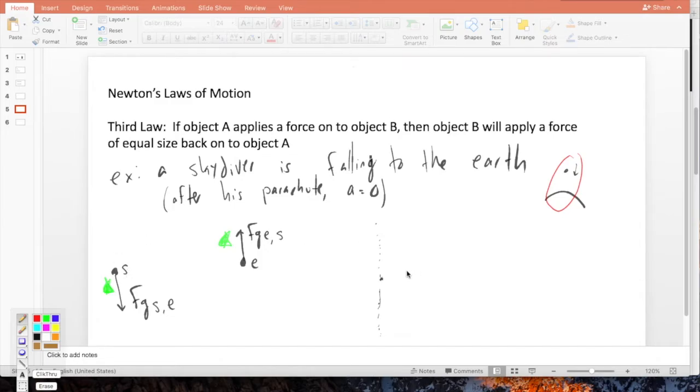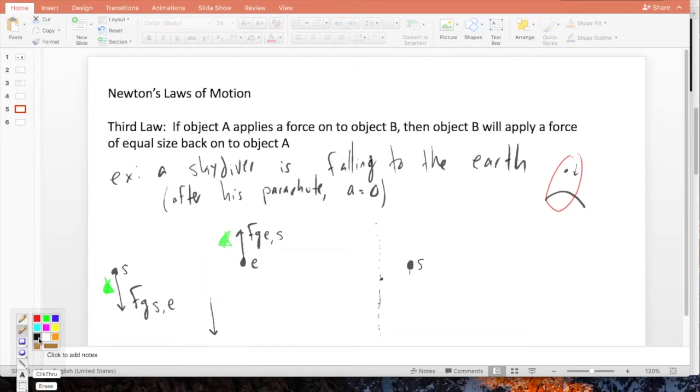Let's draw it after the parachute. Here's my skydiver. I want you to think about this. After his parachute deploys, his acceleration is 0. I should have mentioned over here, is the skydiver going to be accelerating? Yes, the skydiver is going to be accelerating. How do I know that? Because look at this force vector. Does it have anything opposing it? Is it being canceled out by an upward force? No. It just goes down. I don't have an upward force at all.